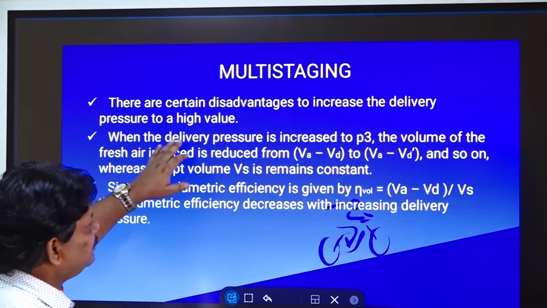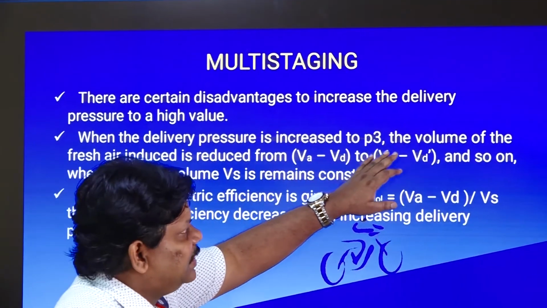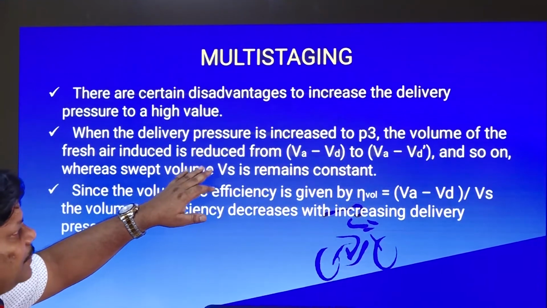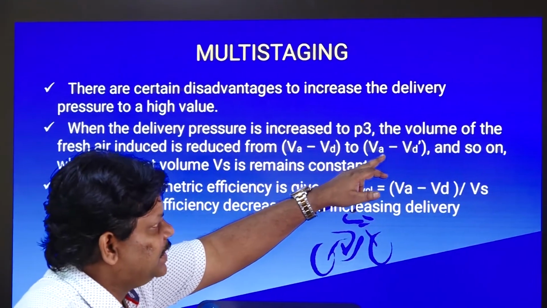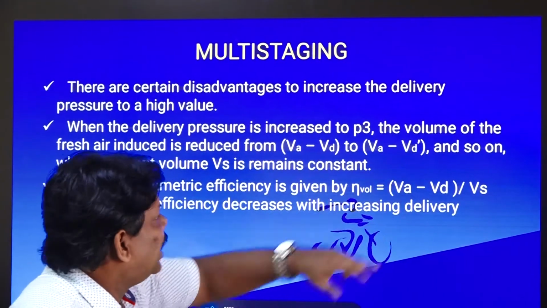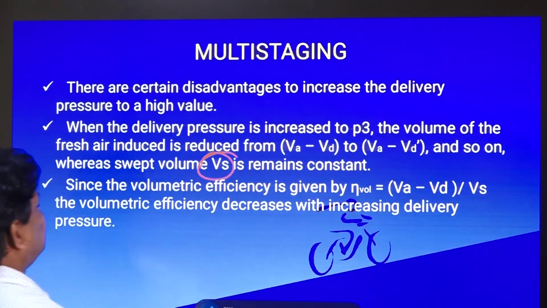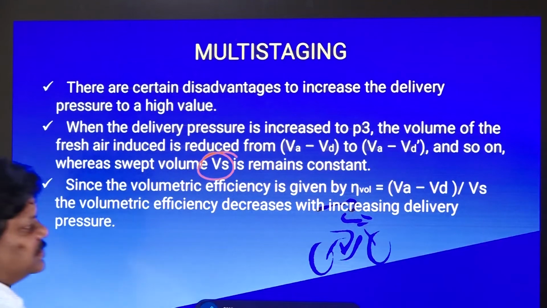So there are certain disadvantages in increasing the delivery pressure to a high value. When the delivery pressure is increased to P3, the volume of fresh air induced is also reduced from VA minus VD to VA dash minus VD dash, whereas the swept volume Vs remains constant.